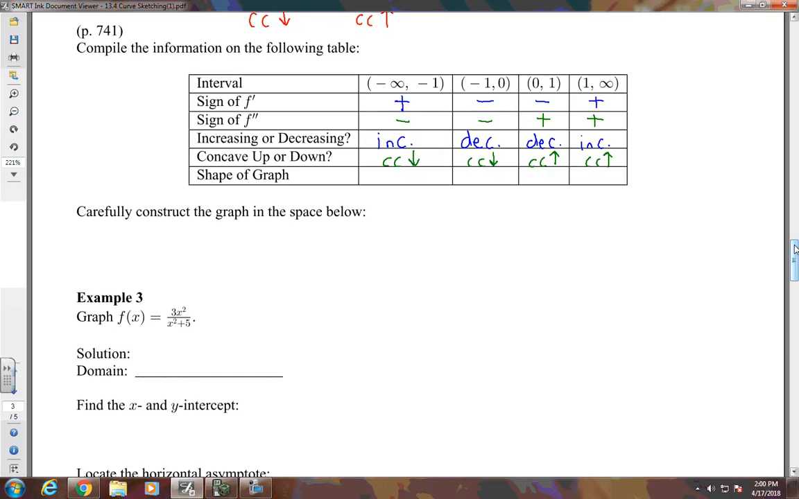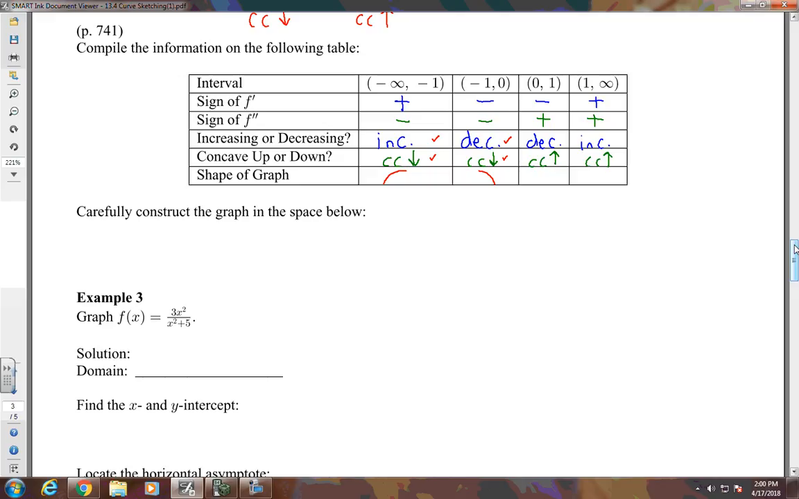So let's put this together and figure out the shape of the graph. Well, a curve that is increasing and concave down is going to be going up, but it's going to be the shape of a cup down. It's going to look something like this. A curve that is decreasing, it's still concave down, so I'm still thinking cup down, but now it's decreasing. It's going to go something like that. That's the shape of the curve.